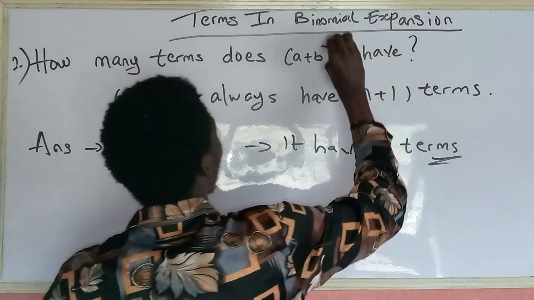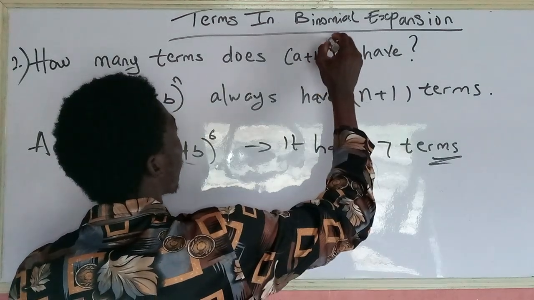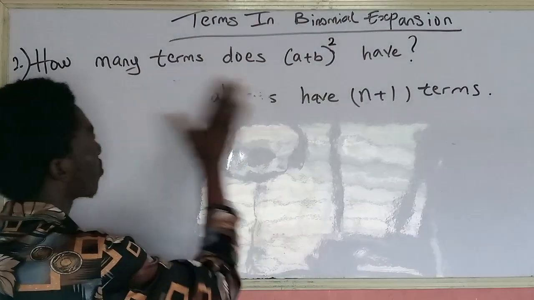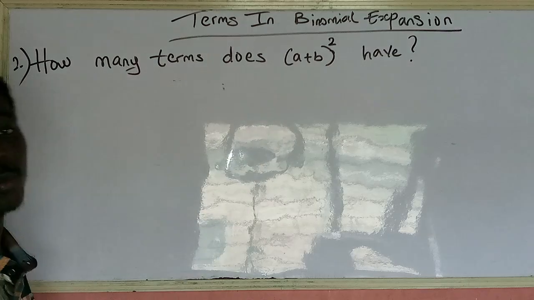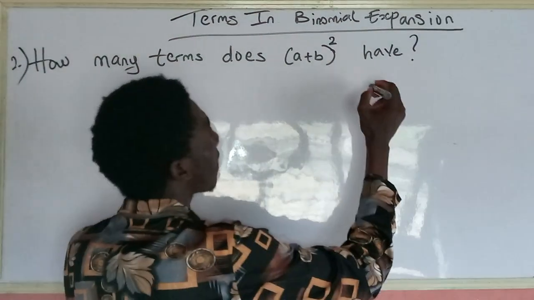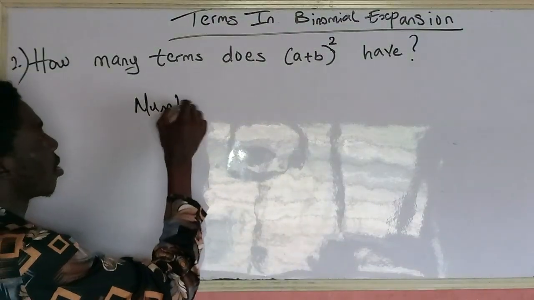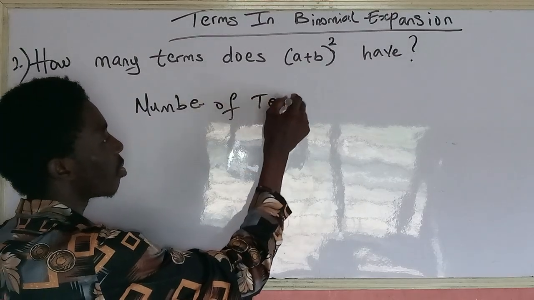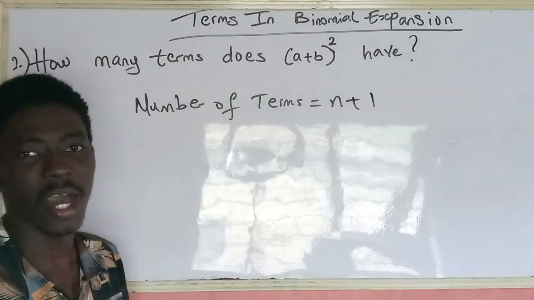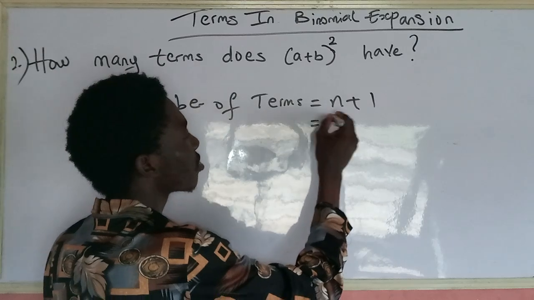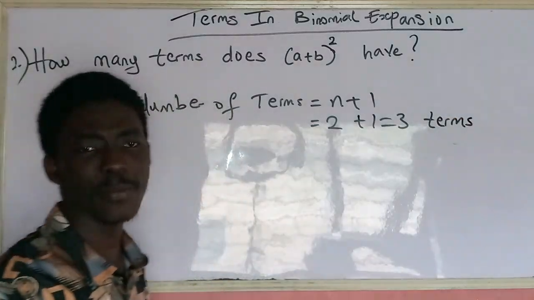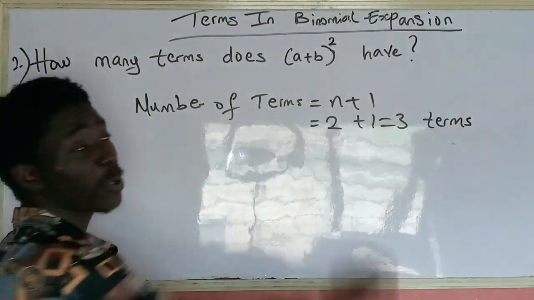Example 2. You have (a + b)^2. How many terms does it have? From the formula, the number of terms will be equal to n + 1. Let's take it out. What is n here? n is 2, plus 1. That means 3 terms. So we have 3 individual terms in (a + b)^2.